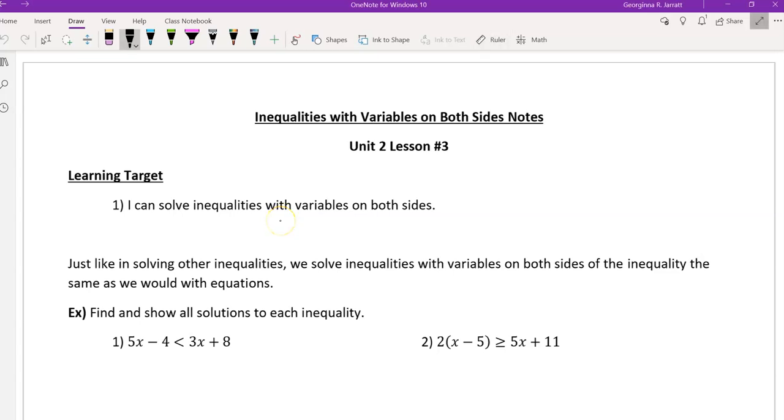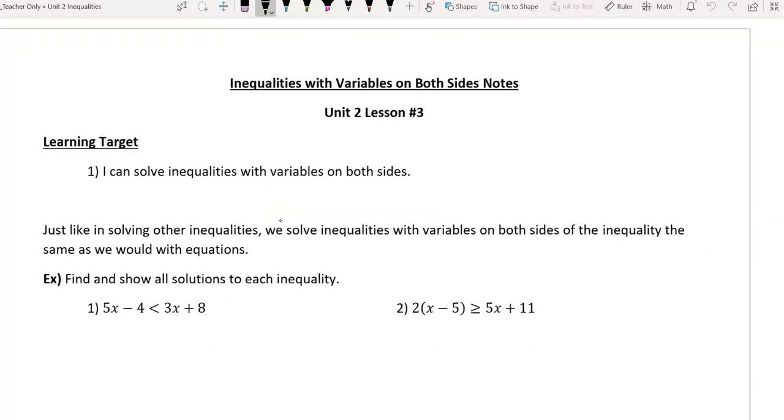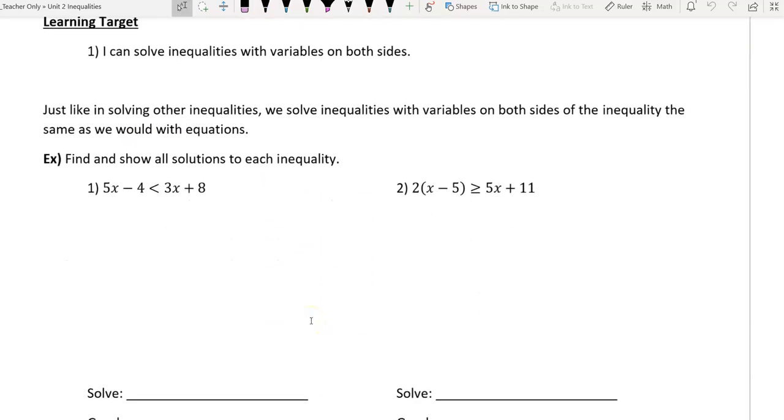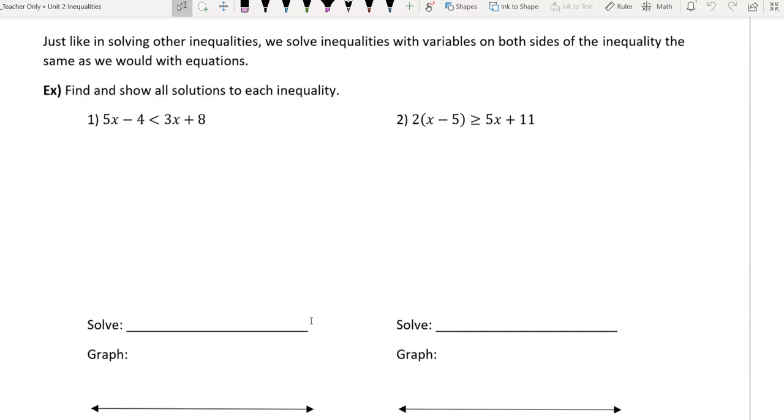Hello guys, today we're going to talk about inequalities with variables on both sides. We're just going to build off what we did yesterday, solving these like we would equations, but we have to keep in mind that if we multiply or divide by a negative, we have to flip the sign, okay? Now we're going to work with variables on both sides instead of just one.